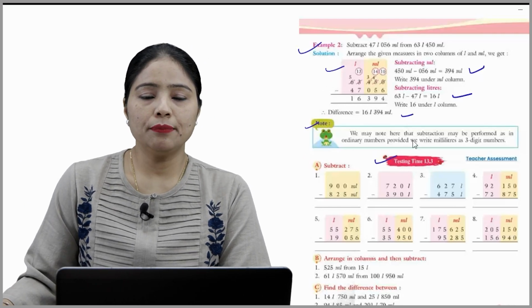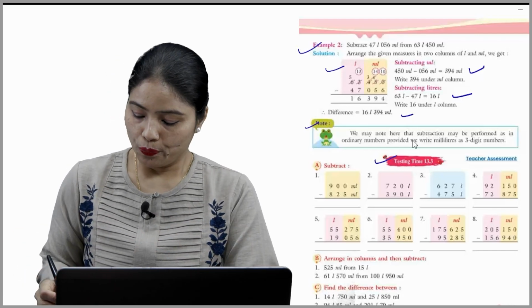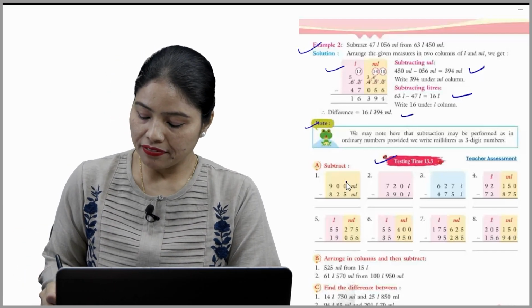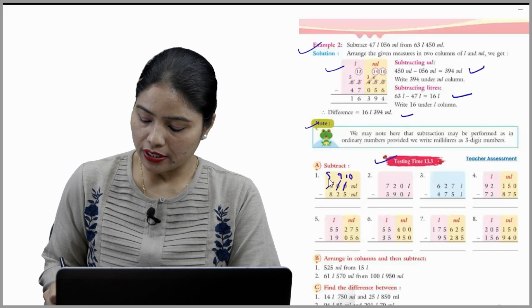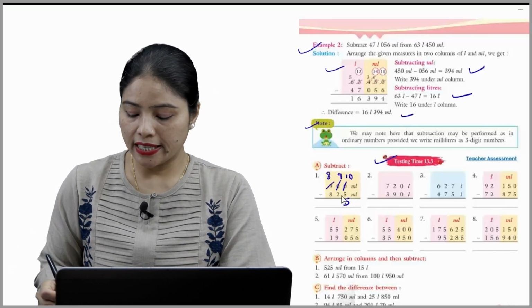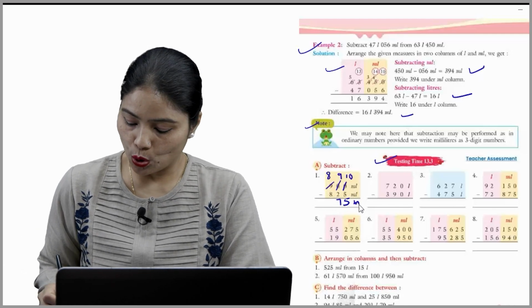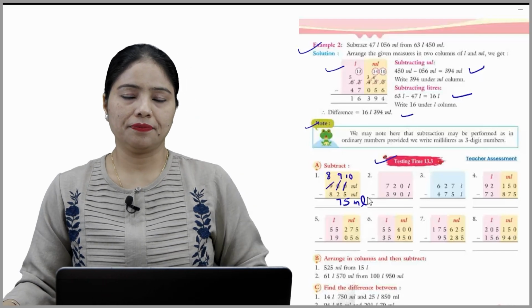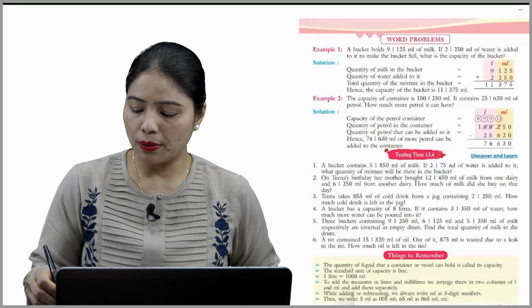Subtract 825 milliliter from 900 milliliters, we have to subtract it. So 5 cannot be subtracted from 0. Took a borrow of one, it becomes 10. It remains 9. It remains 8 over there. 10 minus 5 is 5. 9 minus 2 is 7, and 8 minus 8 is 0. So 75 milliliter is the answer. Okay, so these are the other questions, beta, you have to complete it on your own.